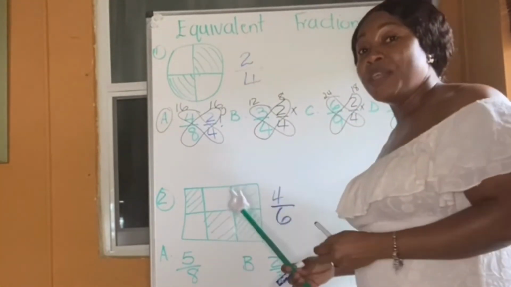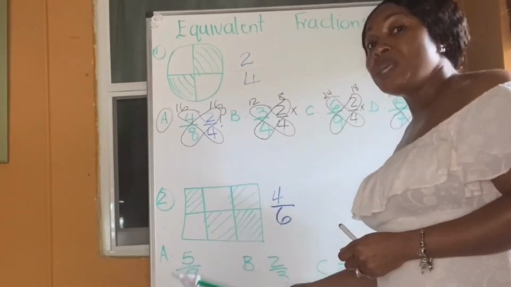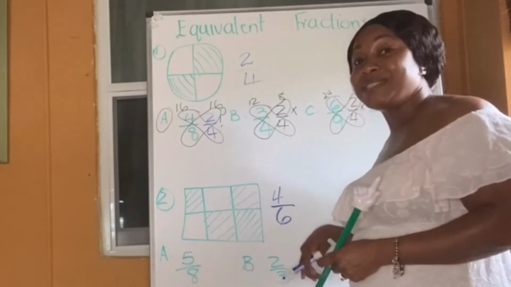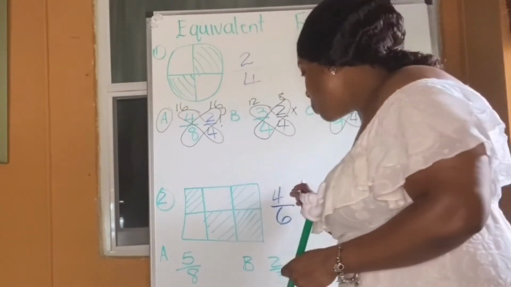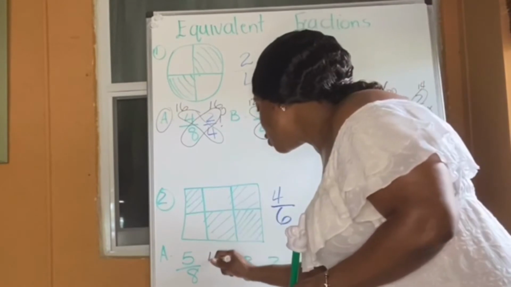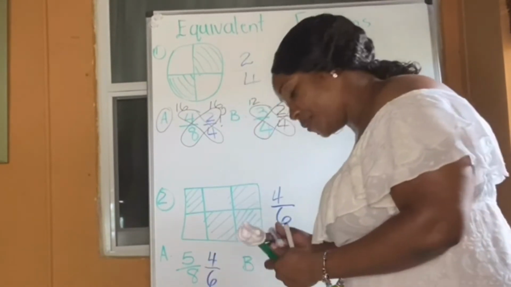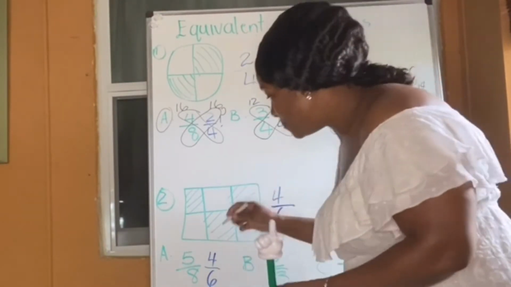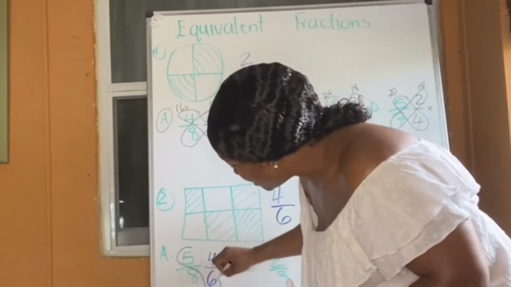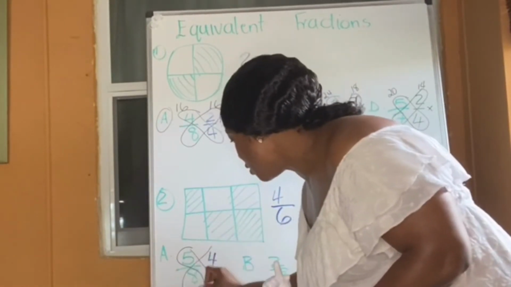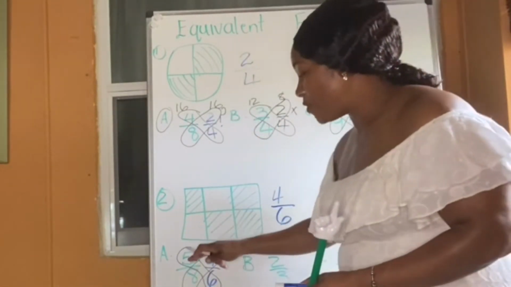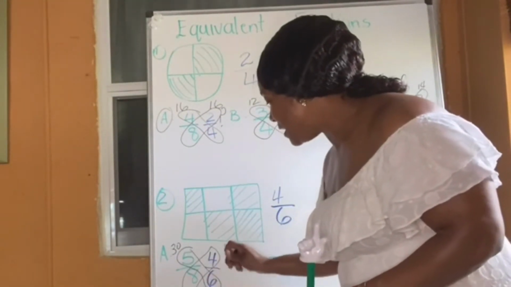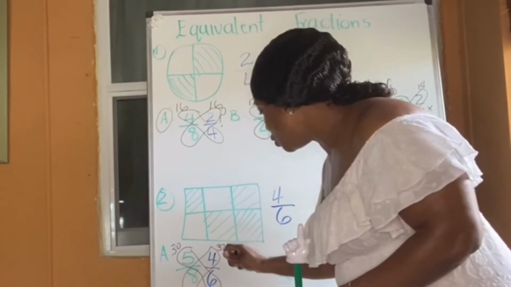Now that we know what this fraction is, we can check to see which of these is equivalent to 4/6. Remember, step 1 is to put the fraction beside the other. Then we are going to draw our butterfly. So 5 goes with 6 and 4 goes with 8. So 5 times 6, that's 30, and 4 times 8, that's 32.